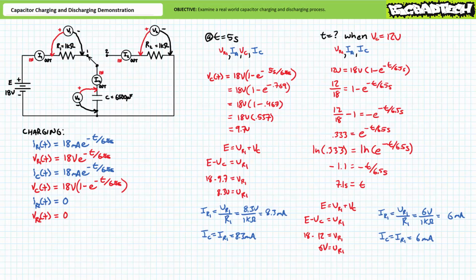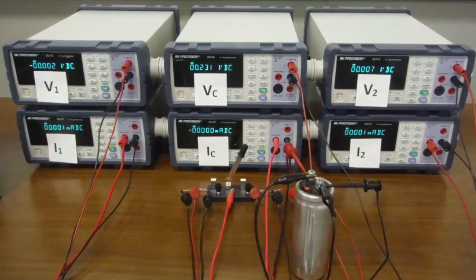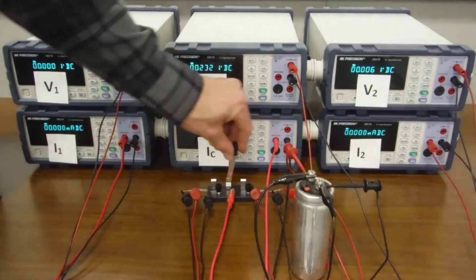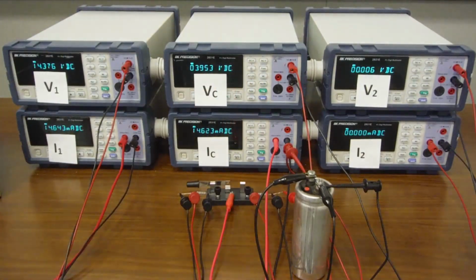Let's see if cold hard reality meets these expectations to a reasonable degree of accuracy. I'll let the charge process run through once with some minimal commentary, and then go through it again, stopping at specific points along the way. The moment the knife switch is moved to position 1 at t equals 0, we start the charge process. Current through R1 and into the capacitor experiences an initial spike, which then starts to subside. Voltage across the charging capacitor rises.